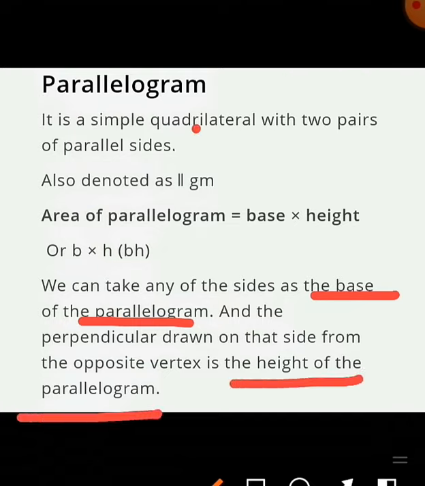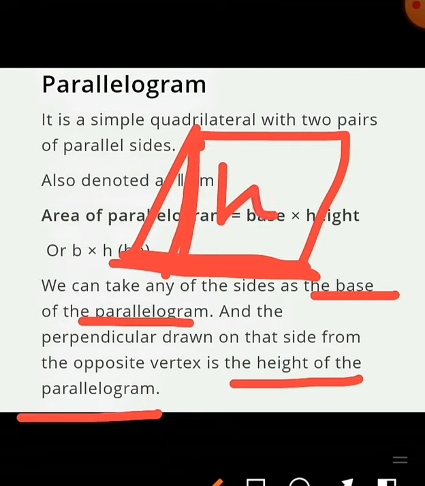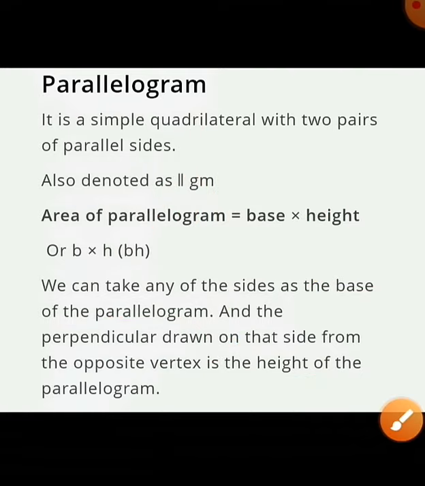For example, if this is the parallelogram, and this is the base, the baseline where the height falls, then this straight line which we draw from the opposite vertex will be the height, and the side where this line falls will be the base. Suppose the height is taken from this side, then this is the height and this is the base. So wherever the height falls, that side becomes the base. This way we just have to multiply height and base and we get the area of parallelogram.